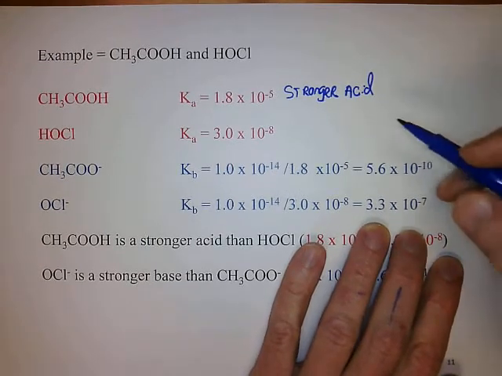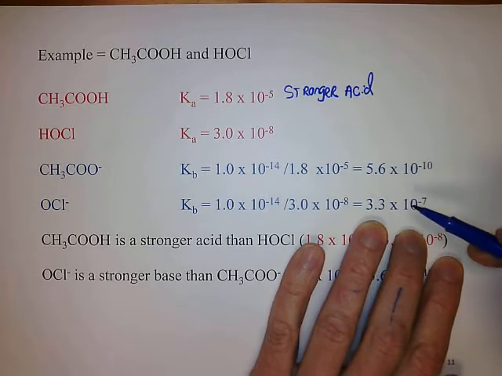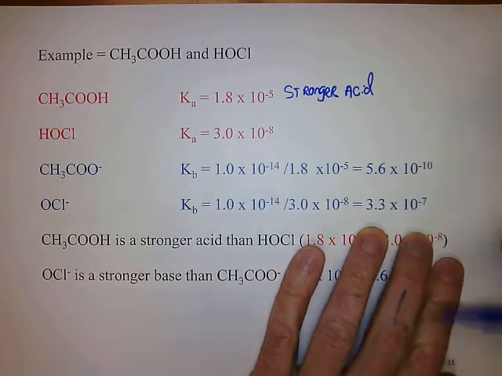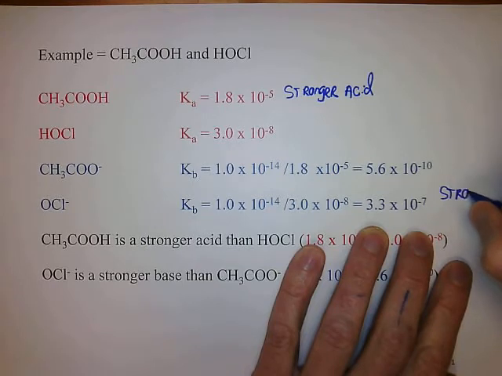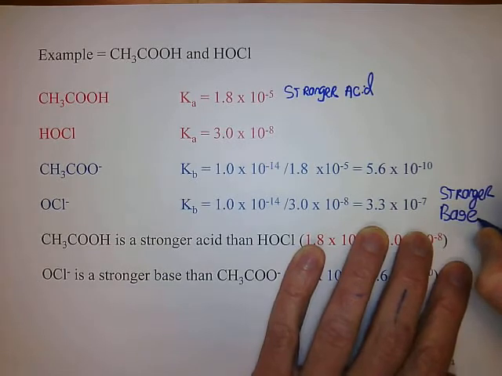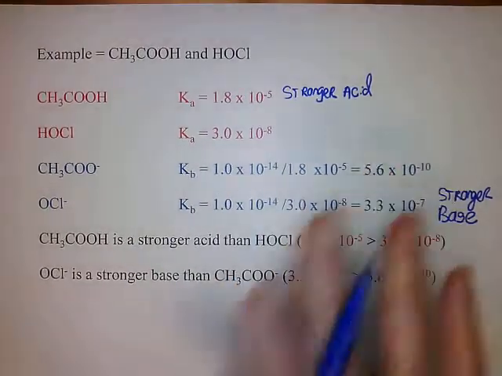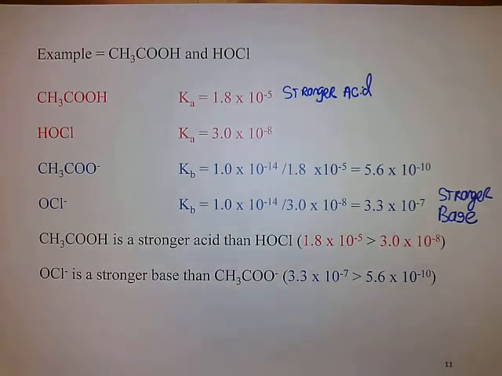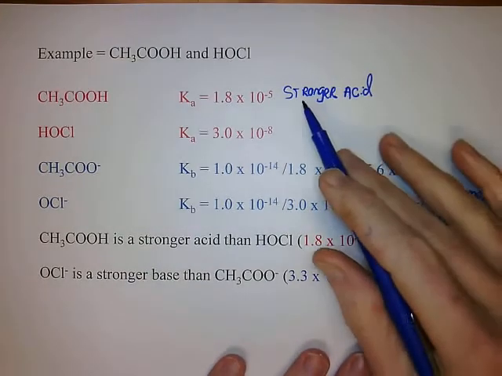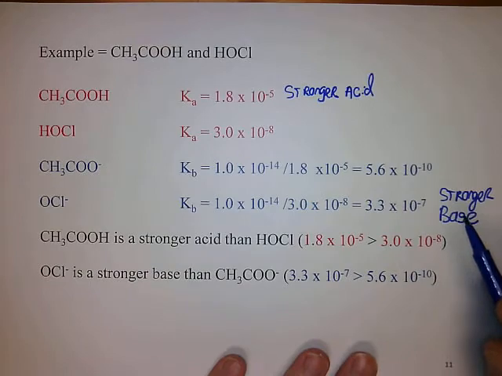Right? So let me ask you now this question. Out of these two numbers, which is the bigger number? And this is by roughly 3 orders of magnitude. So this is the stronger base. Okay, so again, as the acid gets stronger, the base gets weaker. So stronger acid, weaker base, and weaker acid, stronger base.